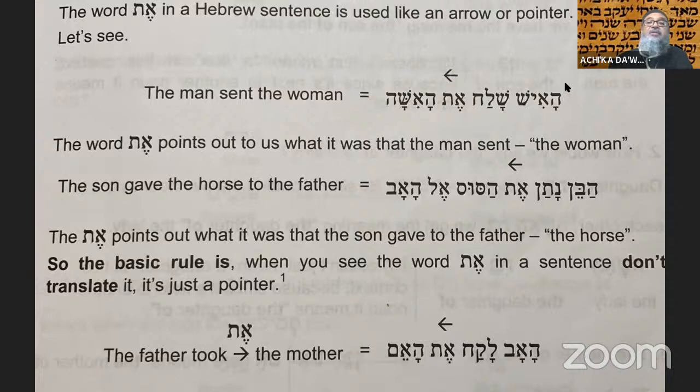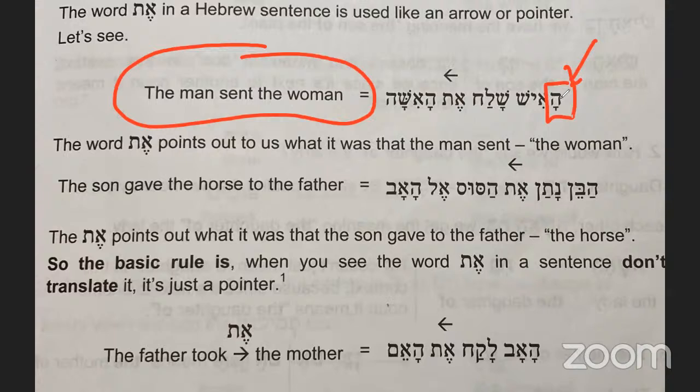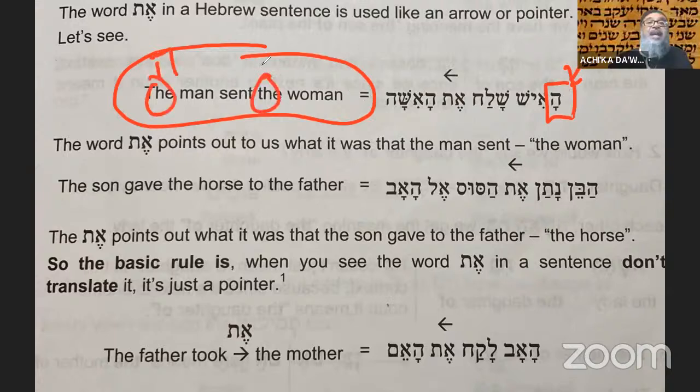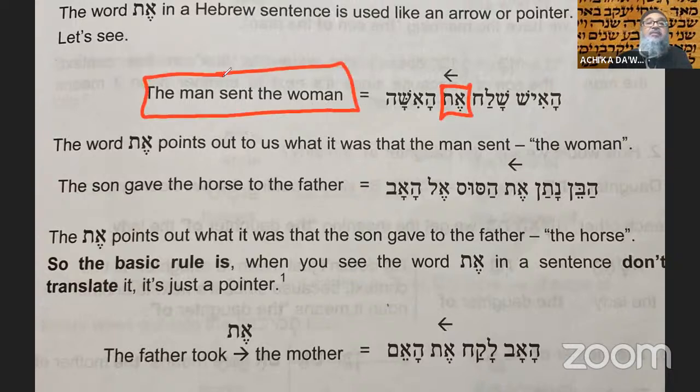Quiz question for you. What part of the sentence over here in this sentence does this letter hey represent? The. Thank you. It's represented by hey. That's what you'll see. You notice the eth is not mentioned anywhere in this sentence. In the translation, it won't be seen in an English translation. But when you look in the Hebrew, it'll tell you this.